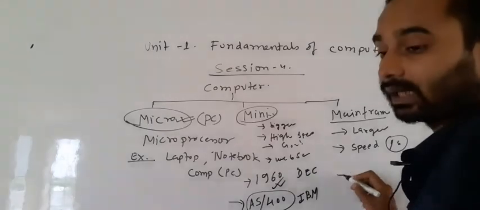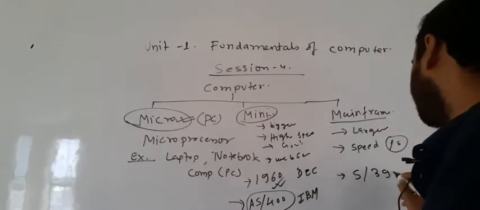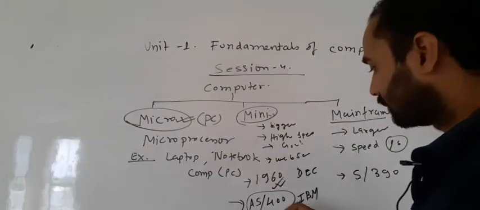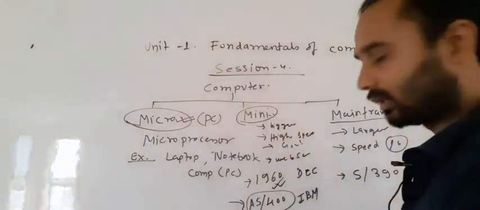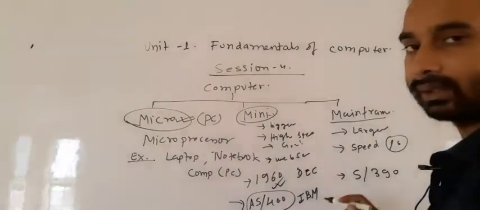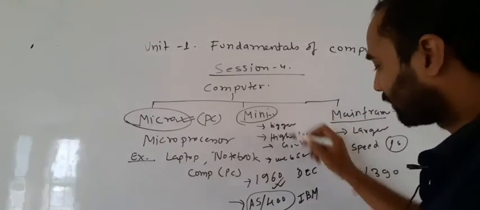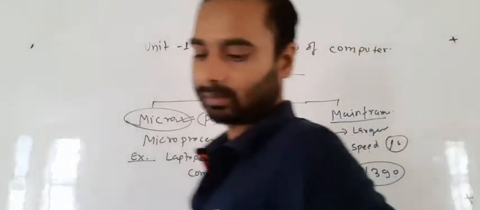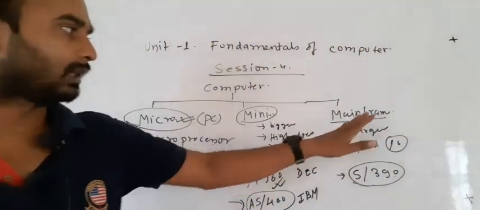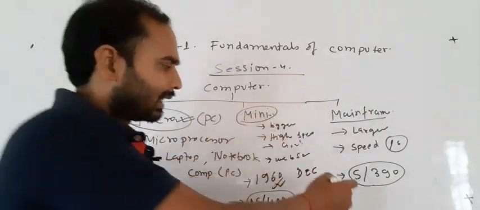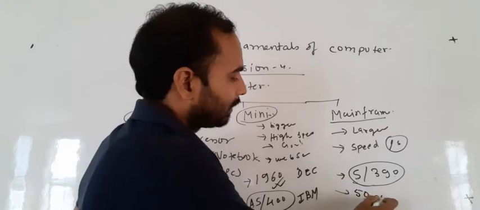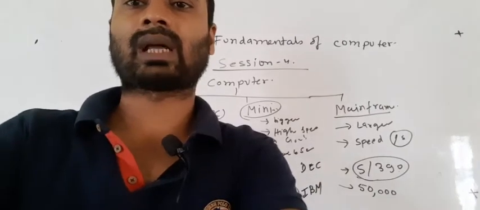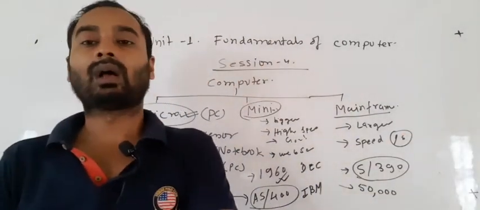IBM also designed a mainframe computer called S390. Many times in the examination the question is asked: example of mini computer, AS400 or S390? So you must remember: mini computer example is IBM AS400, and mainframe computer example is S390. The main use of mainframe computers is that 50,000 people can use the same single computer at the same time from different locations.